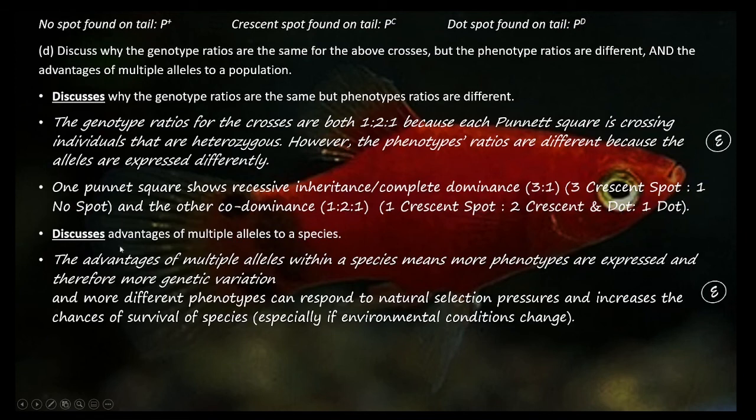And then if you discussed the advantages of multiple alleles, we already said that the advantage is genetic variation, and we said, so what? Well, the more different phenotypes you have, the more those phenotypes can respond to natural selection pressures. In other words, things like environmental changes and so forth, and it increases the chance of survival of a species, especially if environmental conditions change. Can you see that literally those 2 lines there make the difference between a merit and an excellence answer?